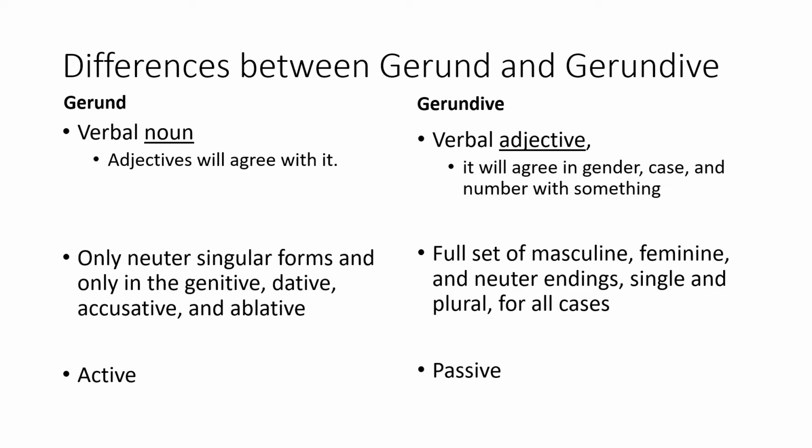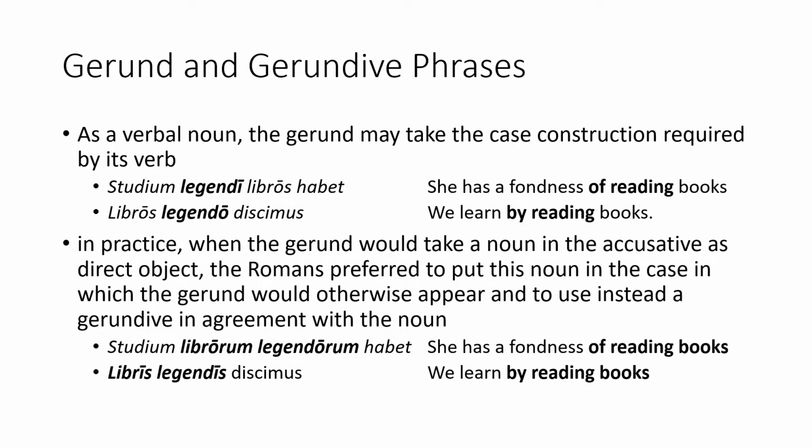an adjective, has a full set of masculine, feminine, and neuter endings in both the singular and plural in all 5 cases. Finally, the gerund is active while the gerundive is passive. However, while these are some great distinctions, the Romans used the gerund and gerundive rather interchangeably.